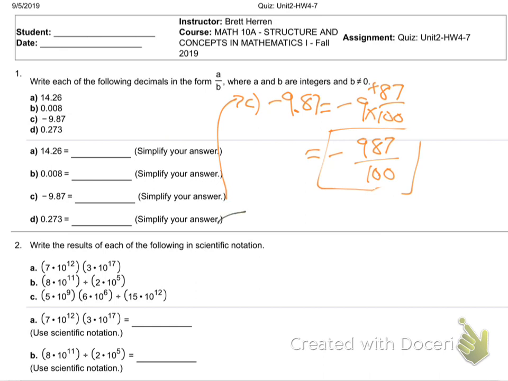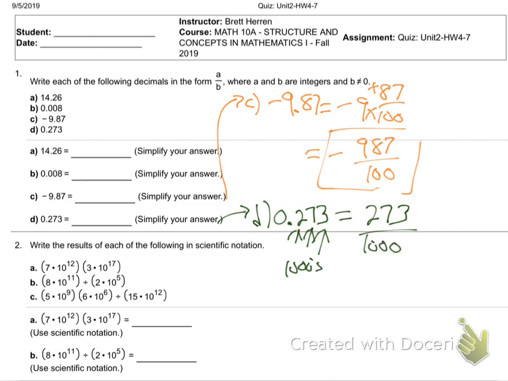D. 0.273. So that's going to be 273 over what? That ends in the tenths, hundredths, thousandths place. So 273 over 1,000. And that's it. We cannot reduce that because, again, 2 and 5 don't go into the 273. So it's reduced as it's going to get.